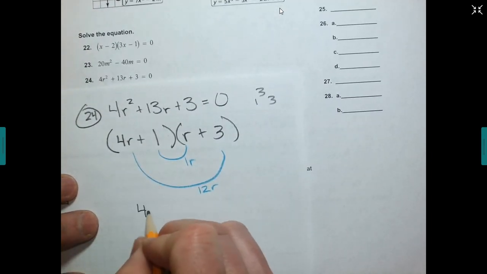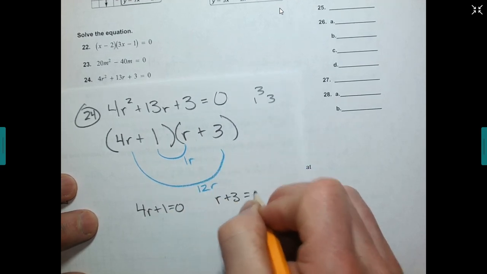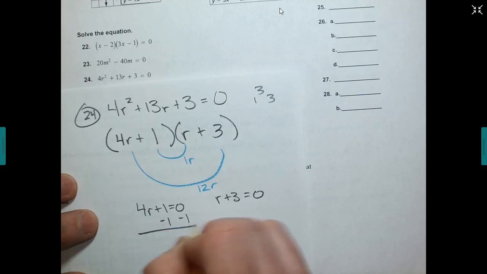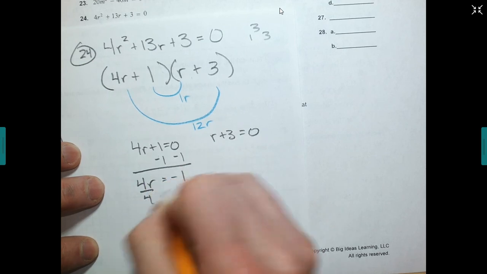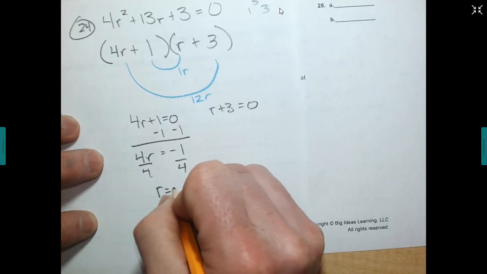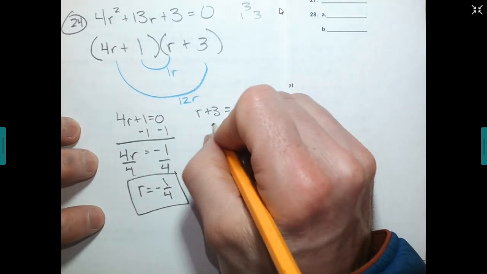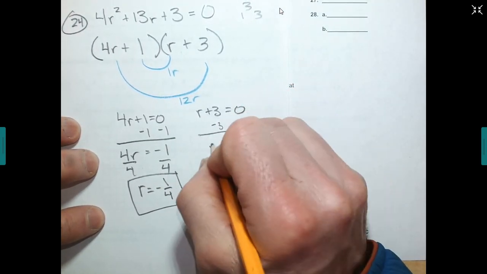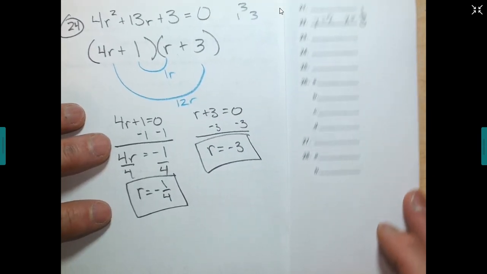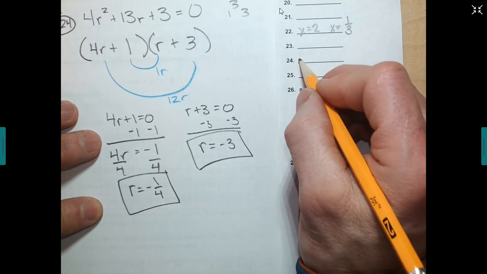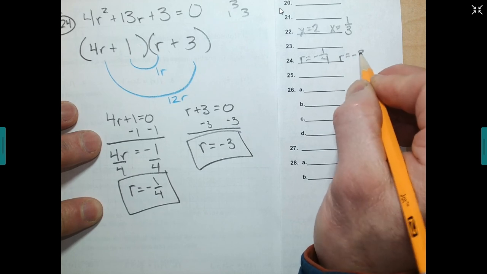So I have 4R plus 1 equals 0. R plus 3 equals 0. 4R equals negative 1, divided by 4. R equals negative 1/4. Minus 3. R equals negative 3. Two answers. 24. R equals negative 1/4. R equals negative 3.